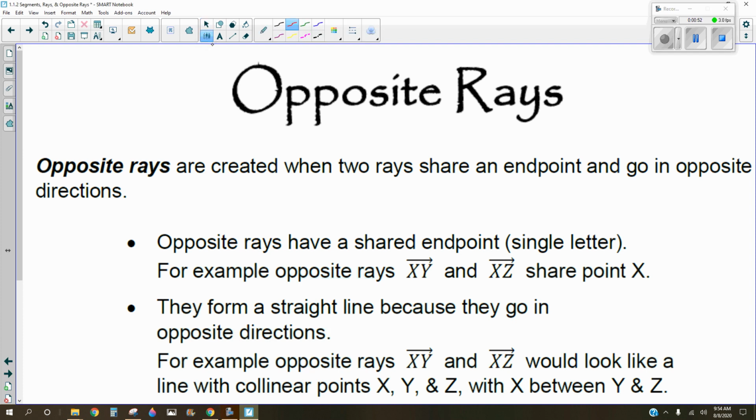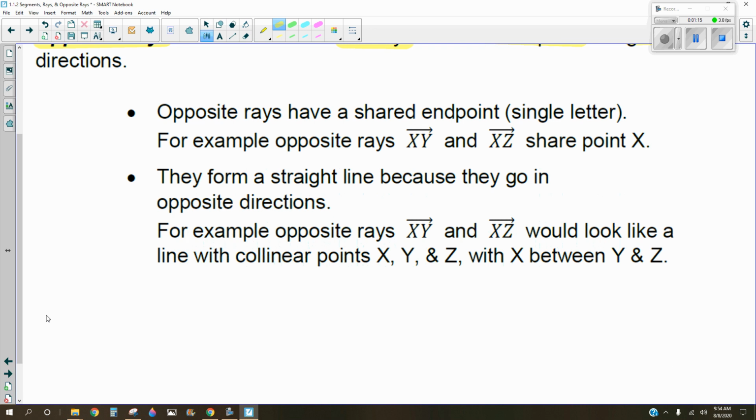So let's get our highlighters and note-taking items ready to go here. Again, opposite rays are when two rays share an endpoint and they go in opposite directions. Let me scroll down so we can take some notes. So opposite rays have a shared endpoint, which means they both start at the same letter. We talked about how only one point can occupy a space, so they will both come from the same point, but move in opposite directions.